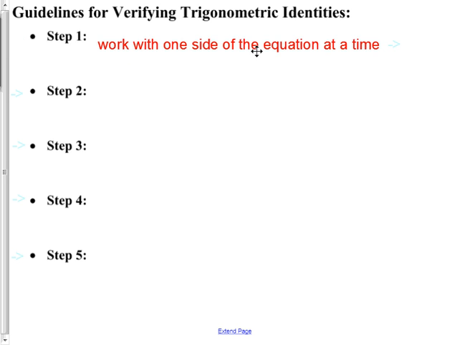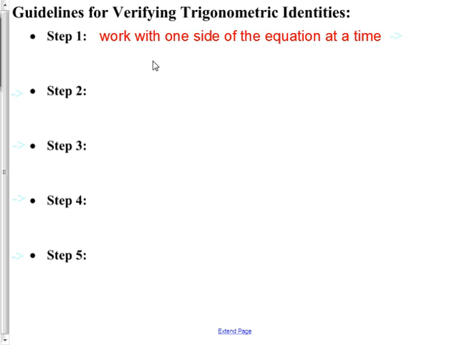Step 1, work with one side of the equation at a time. We're almost always working with the left side of the equation, as the right side is what we want to simplify it to. However, there are occasions where the right side may be easier to work with.